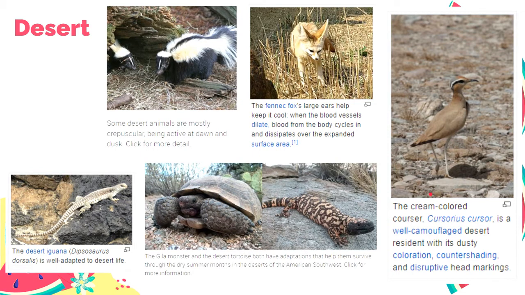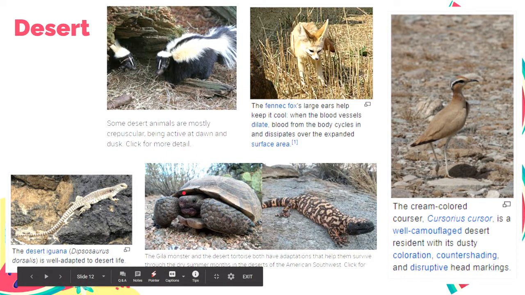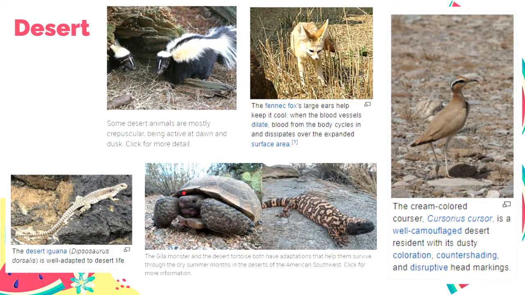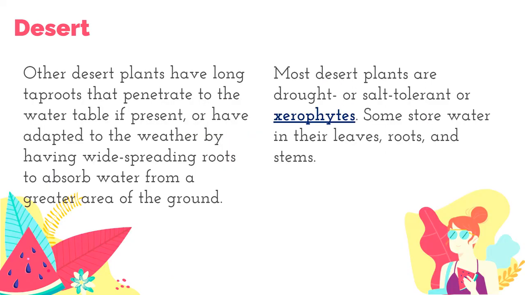You have here the cream-colored courser. This type of bird usually has this brown coloration that allows them to blend and camouflage in the desert surroundings. You also have the Gila monster and the desert tortoise. They have adaptations that help them survive in the extreme hot summer desert temperature.